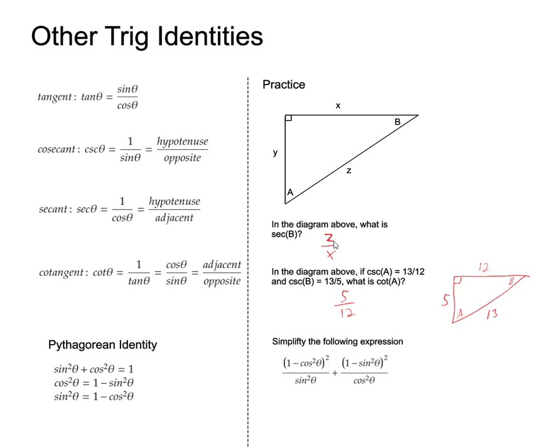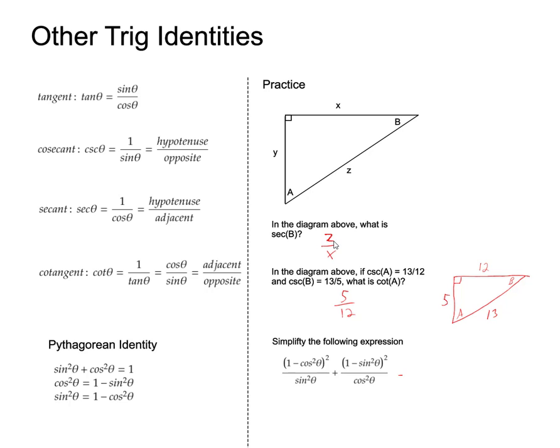Last, let's simplify the following expression. In parentheses, 1 minus cosine squared theta, close parentheses, squared, over sine squared of theta, plus, parentheses, 1 minus sine squared theta, close parentheses, squared, over cosine squared theta.